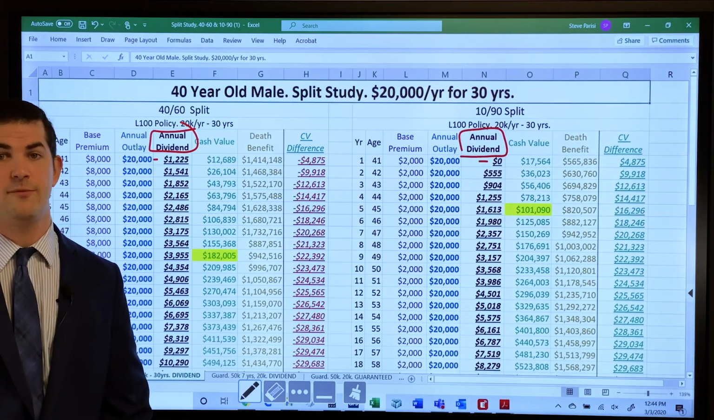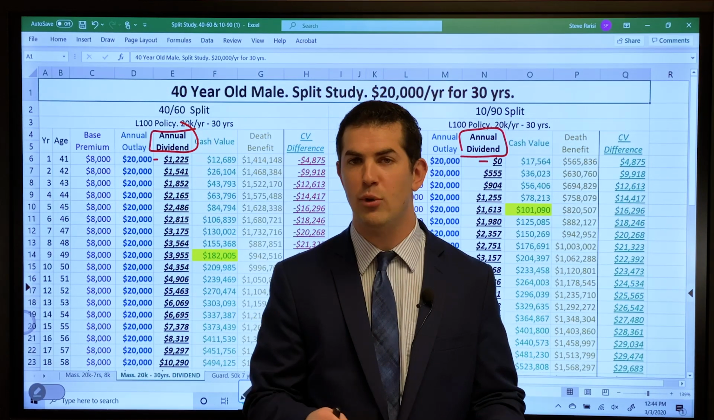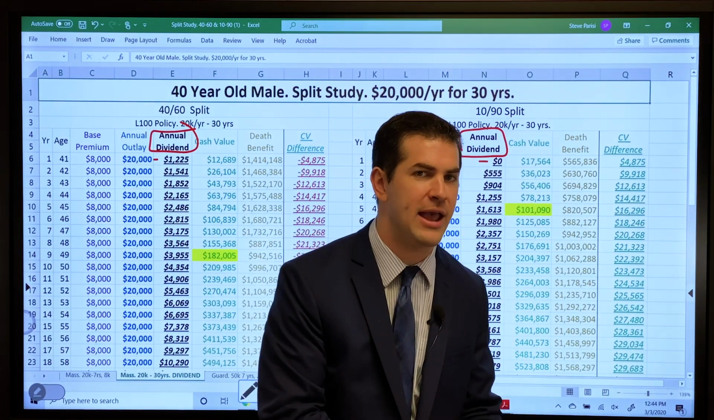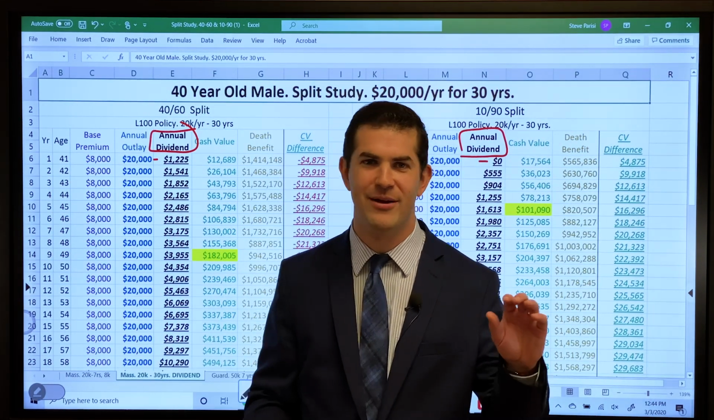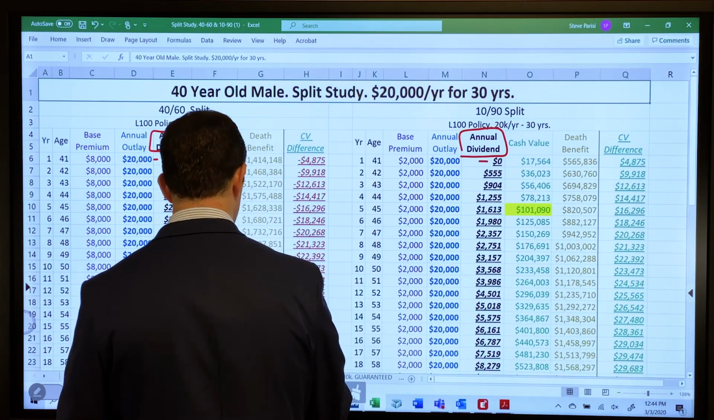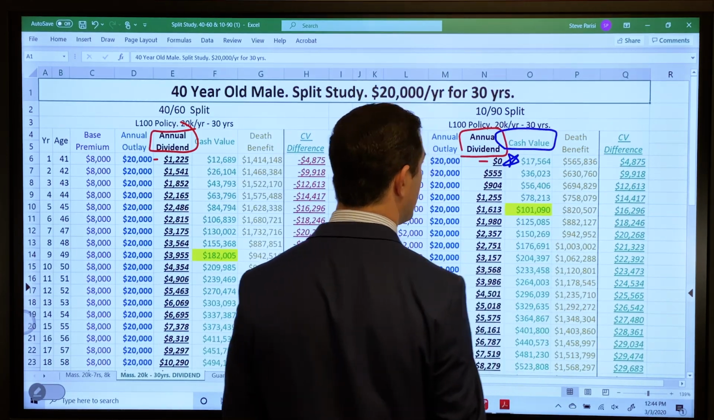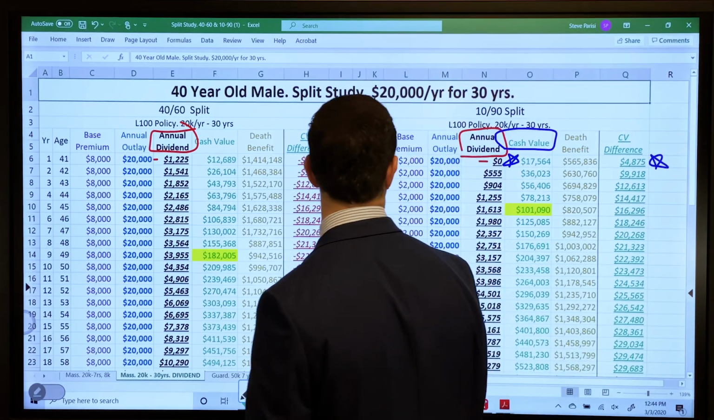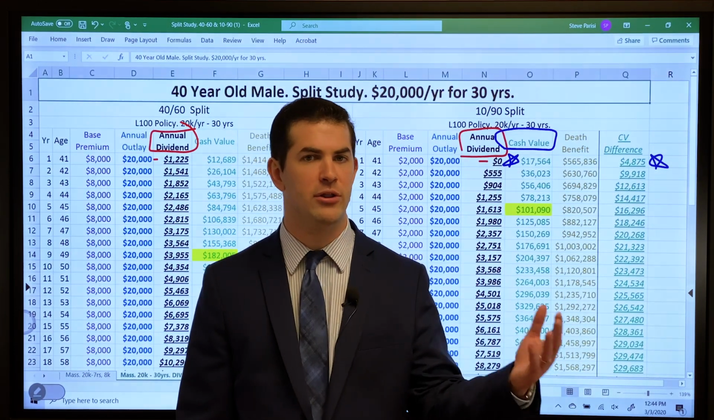Notice, 40/60 is illustrating a higher dividend. But what gives me more cash? The net cash value is the important column to look at, not the total dividend. It's relevant, but at the same time, the cash value, that's your equity, that's your money column. And it's pretty transparent here. I've got more of the 1090 split. $5,000 more right off the bat. So a higher PUA does generate more cash value in the early years.